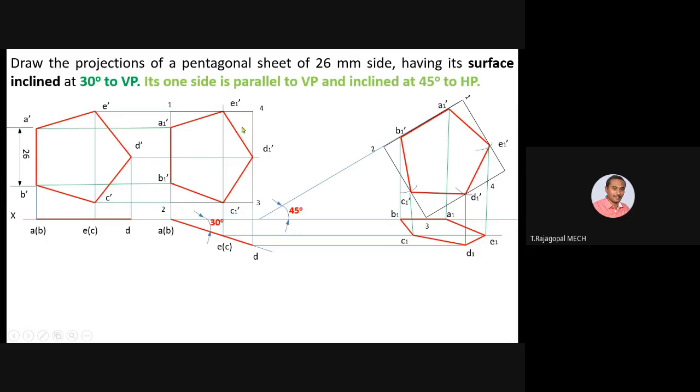Okay. After that, you can follow. In step number 3, always remember surface inclination has to be completed in step number 3. Then you can go for side inclination in the step number 5. Okay.